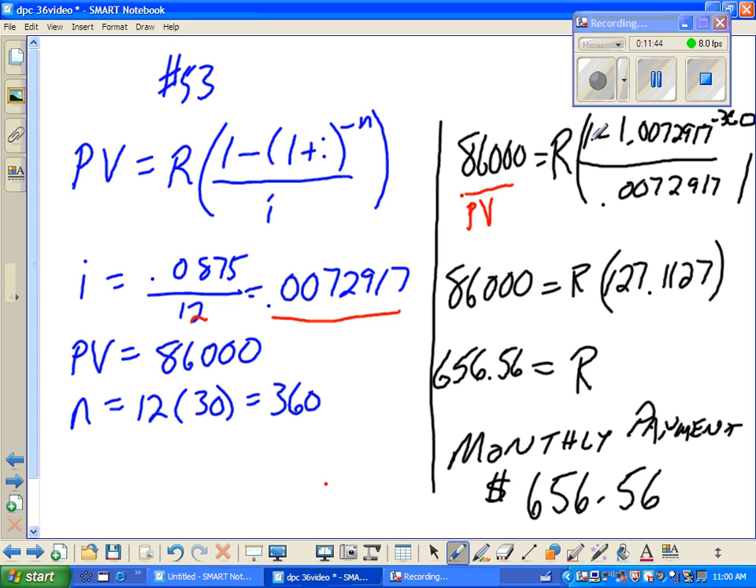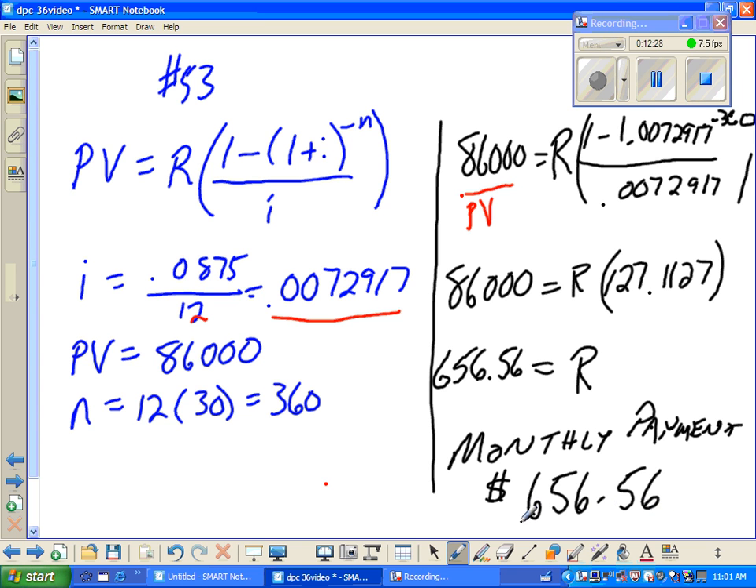In the formula, we'd put 1 minus 1.00722917 raised to the negative 360th power, all divided by 0.00722917. Again, I'd start inside the parentheses and calculate this. Take 1 minus this raised to the negative 360th power, press equals, and divide by this. You should get approximately 127.1127. Again, I carried that out quite a bit. Simple algebra tells us we divide, and this figure over here ends up being our monthly payment.